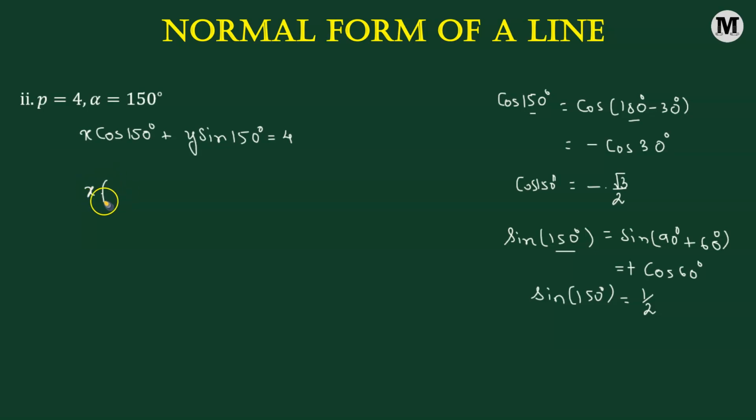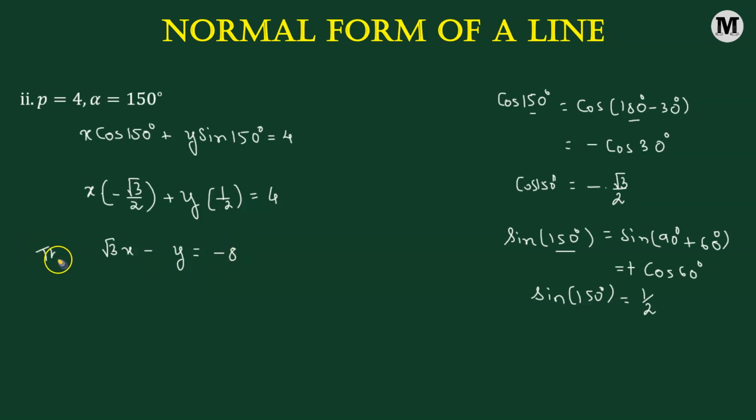We have x multiplied by negative square root of 3/2 added to y multiplied by 1/2. So this is going to be equal to 4. We can multiply throughout with negative 2 such that we get square root of 3 times x minus y equals negative 8.